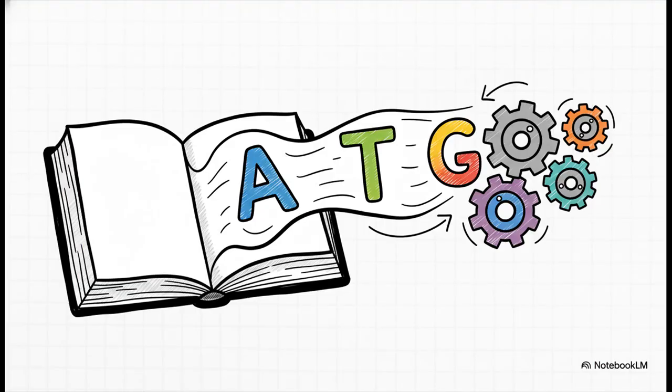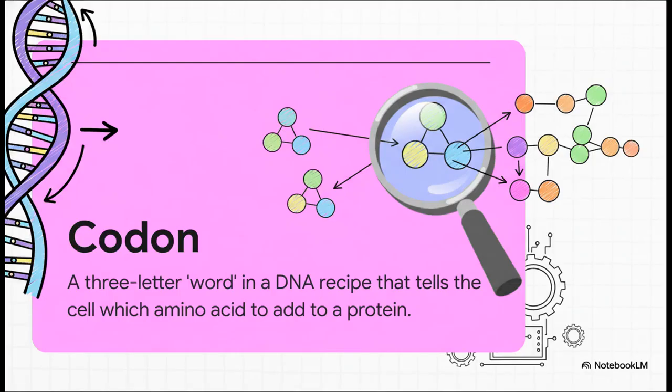Okay, so think of your DNA as the ultimate instruction manual for life. A gene is just a single recipe in that manual, and it's written in a super simple four-letter alphabet: A, T, G, and C. These recipes tell our cells how to build proteins, which are basically the tiny machines that do, well, pretty much everything. Now, here's the trick. The cell doesn't read these letters one by one. No, it reads them in three-letter words called codons. Each codon is a really specific instruction, telling the cell which building block, an amino acid, to grab next for the protein it's putting together.